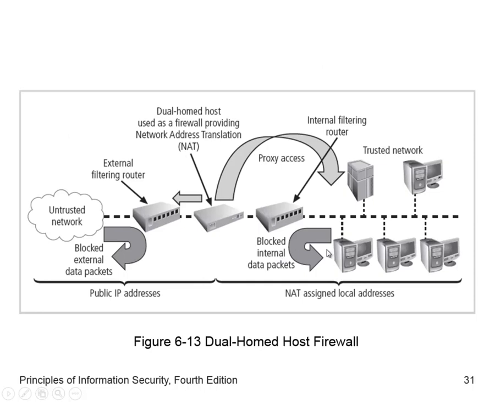And this figure shows the dual-homed host firewall. As we can see here, we have the proxy or the dual-homed host in the middle, and it can do network address translation, or NAT technology. So it will have two network cards, one connected to the external filtering router and one connected to the internal data packet router, and after that it will pass through the trusted packets only.